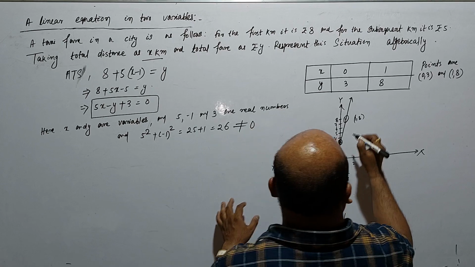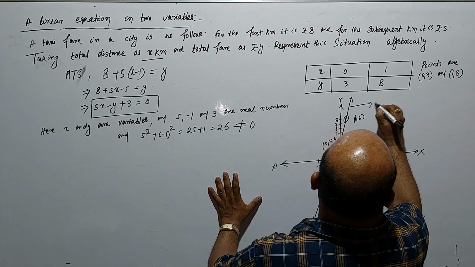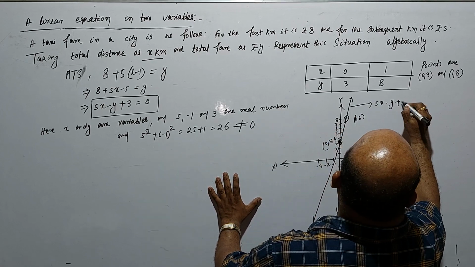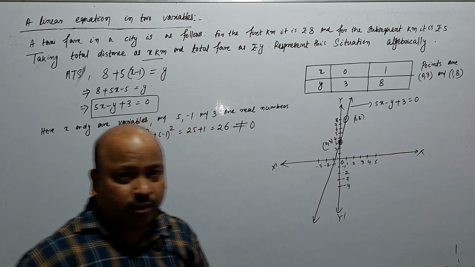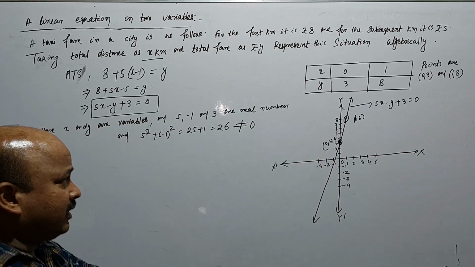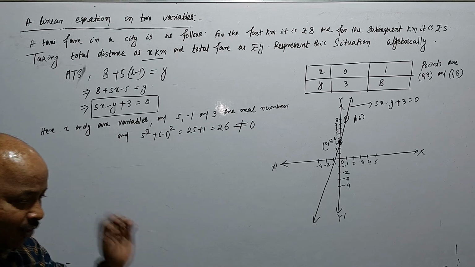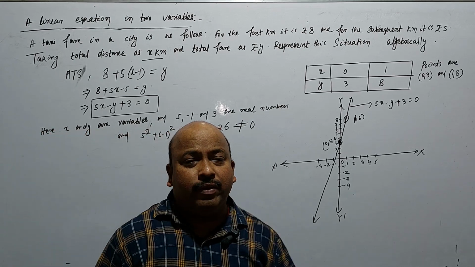What do you get? We get a straight line. This is 5x minus y plus 3 equal to 0. Again, students, I am repeating the same things. Our actual topic is a pair of linear equations in 2 variables.